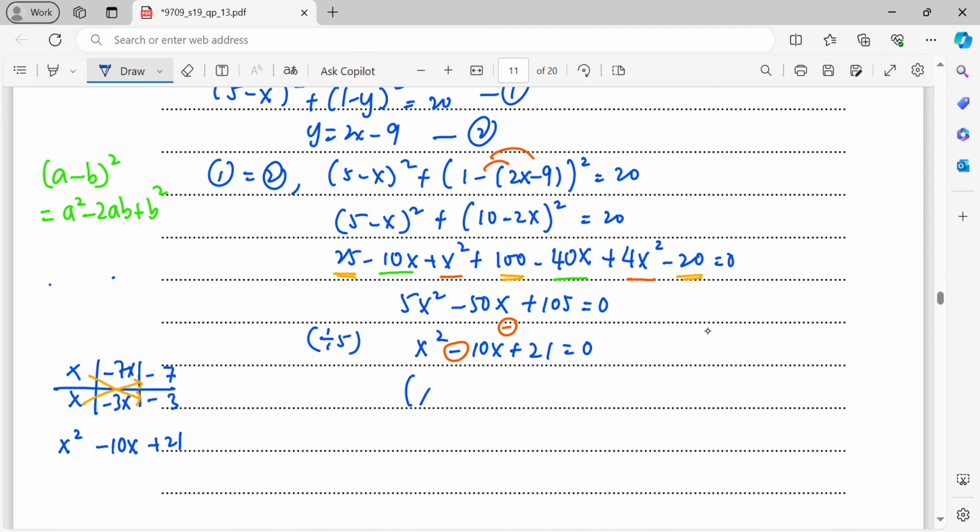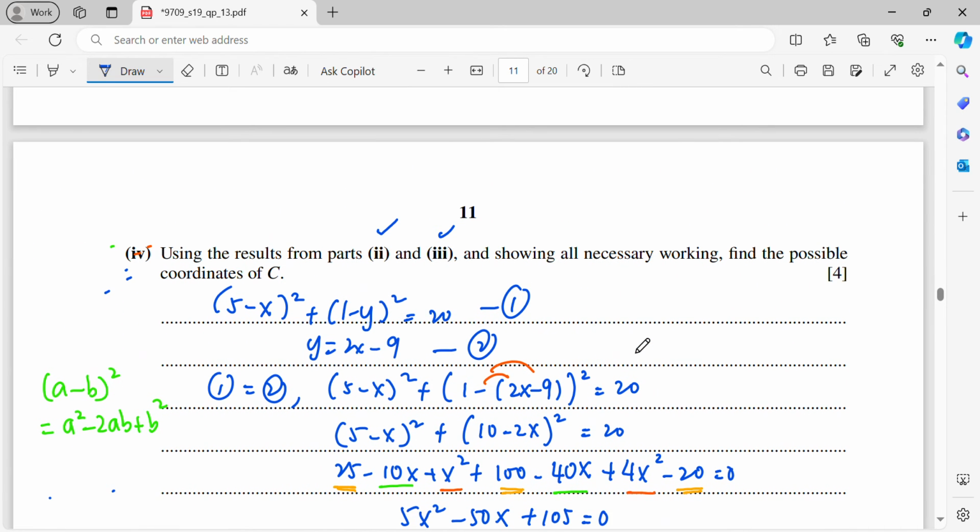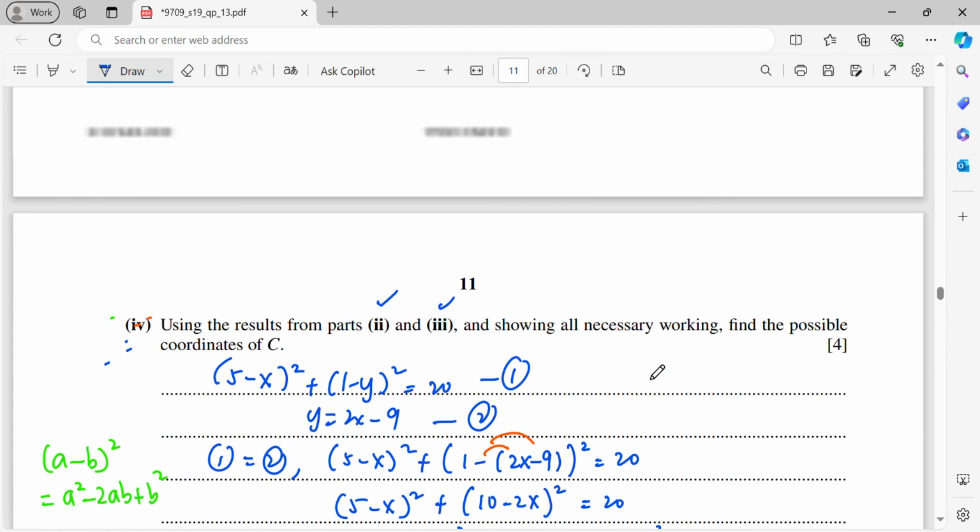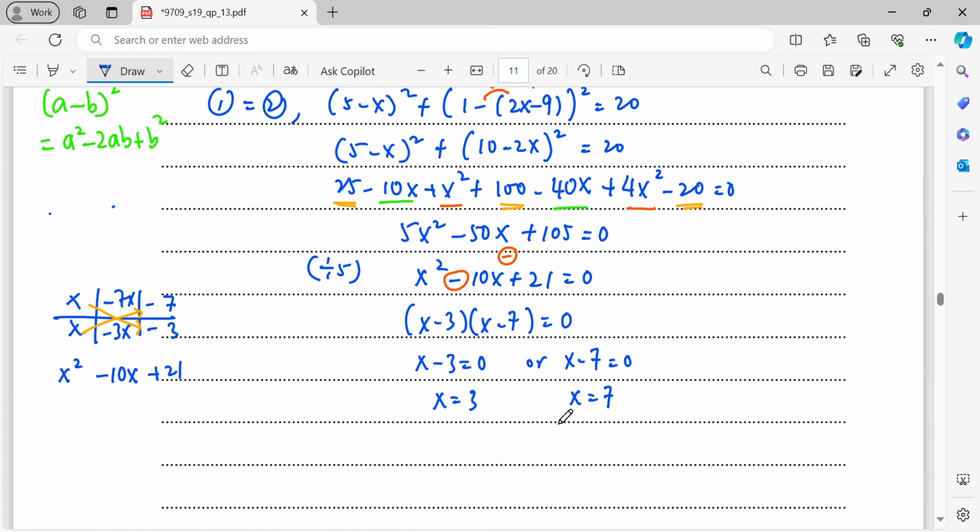Therefore, from here, I will be getting (x minus 3) times (x minus 7) equals 0. The product of two terms equals 0 means one of them must be 0. So it means that x minus 3 equals 0 or x minus 7 equals 0. Therefore, my x equals 3 or x equals 7. Now, let's look at the question first. Find the possible coordinates of C. Okay, so now here I have 2 points, 3 and 7.